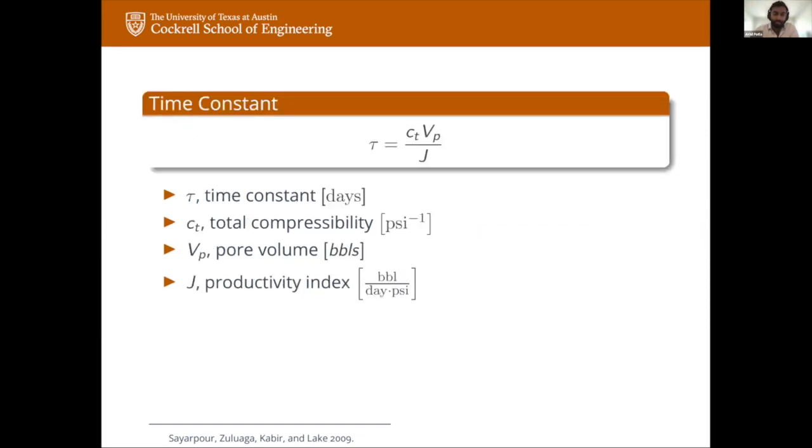Discussing the time constant, you can see that it is the total compressibility times the pore volume over the productivity index. And that gives us a time constant in days, the time it takes for fluid to go from the injectors to the producers within that particular volume.